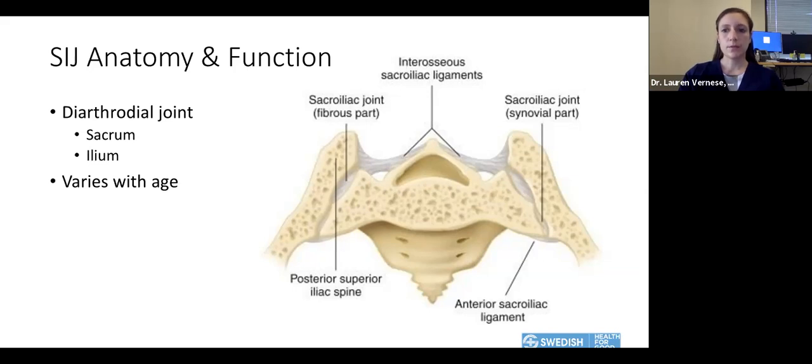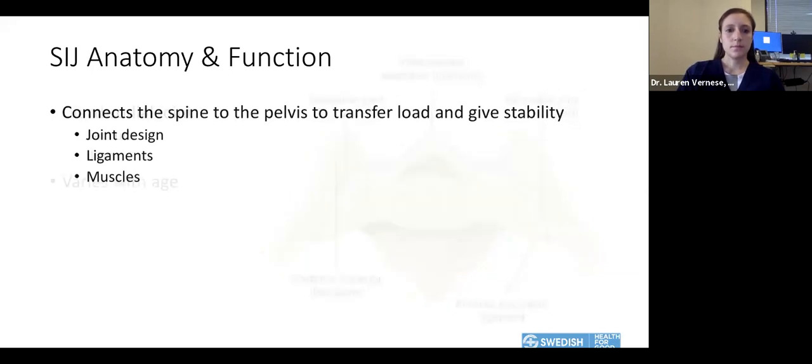However, typically around the 5th or 6th decade, people will start getting bony osteophytes within the joint, which can contribute to pain and actually be painful as well. These will typically first occur on the ilial side as there is less cartilage on this area. And so the function of this, we're going to go into a little bit more detail, but basically it connects the spine to the pelvis to provide load transfer and stability.